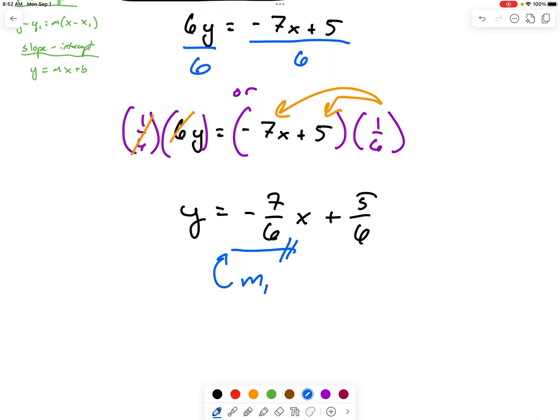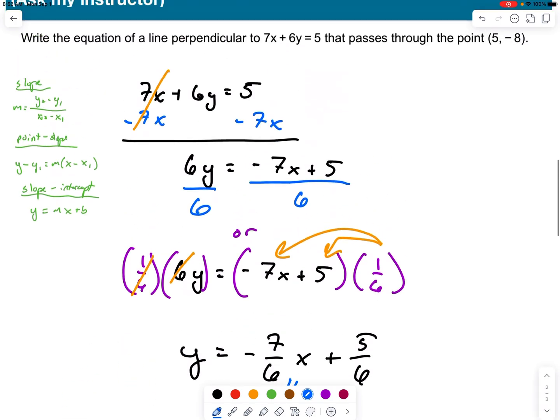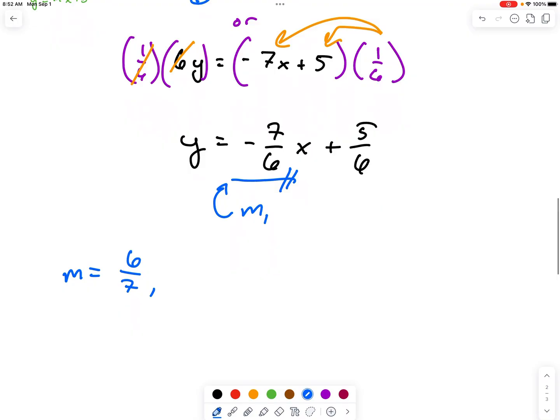Now we're looking for a line. The negative reciprocal of this is going to be a positive 6 over 7. So our slope is a positive 6 over 7. We want it to pass through the point (5, -8). I've been drawing infinity so much and I can't even write an 8 anymore. So we want our line to have this slope passing through that point.